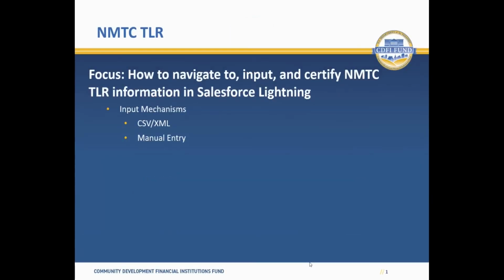In this video, we will discuss how to navigate to, input, and certify NMTC TLR information in Amos's new Lightning interface. There are multiple ways to input certified TLR records in Amos. One way is through CSV and XML files through the TLR Import Export Certify object located on the navigation bar. Another way is to do so manually. Let's check out the CSV route now.